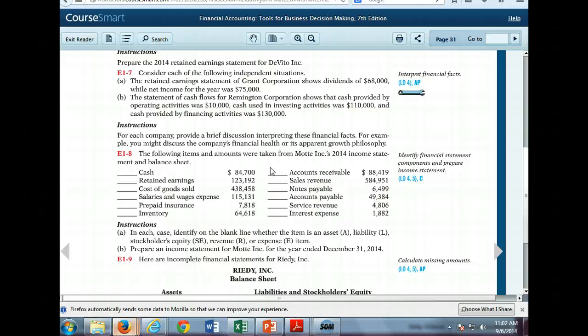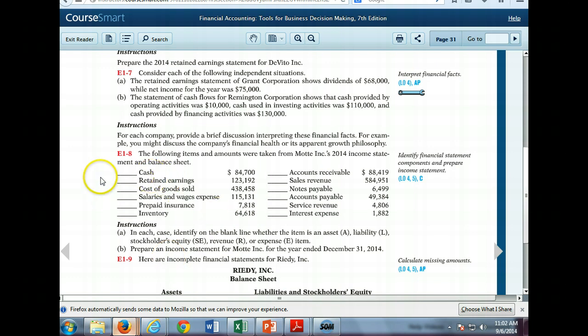What about accounts receivable? Asset. What about sales revenue? Revenue. When you see revenue, what is it? Revenue. Notes payable. Liability. When you see payable, what is it? Accounts payable. Service revenue. Interest expense. Awesome. So now what we need to do, we need to prepare an income statement.